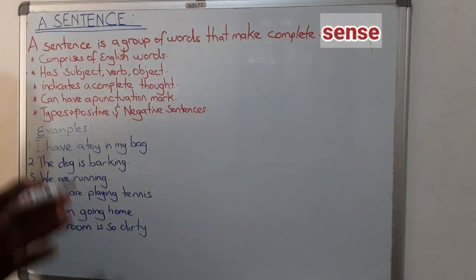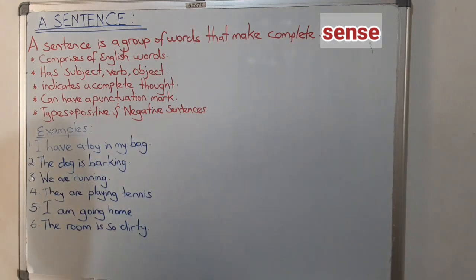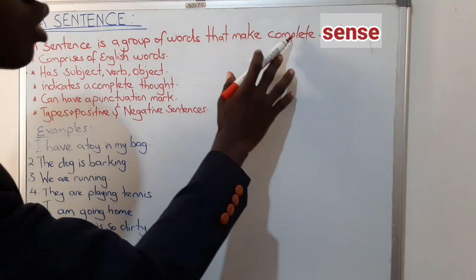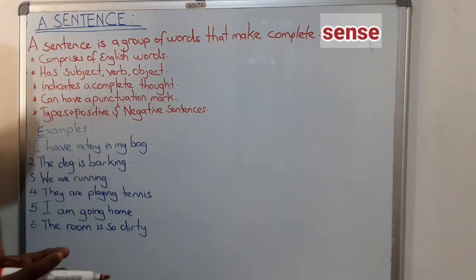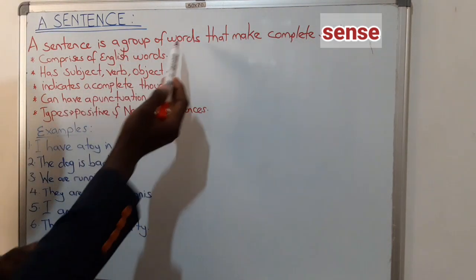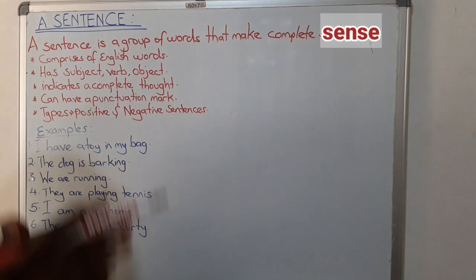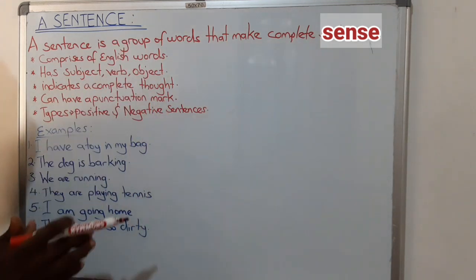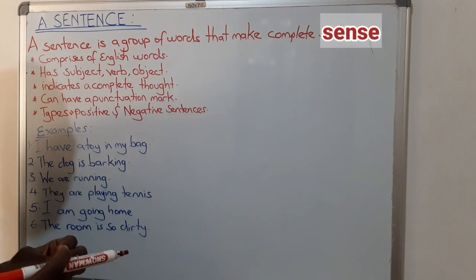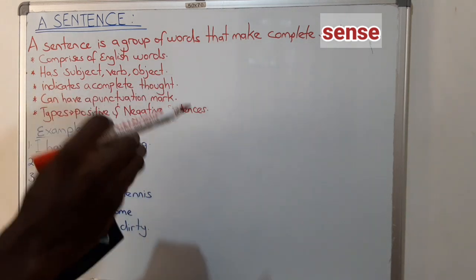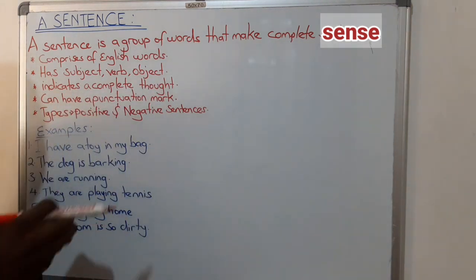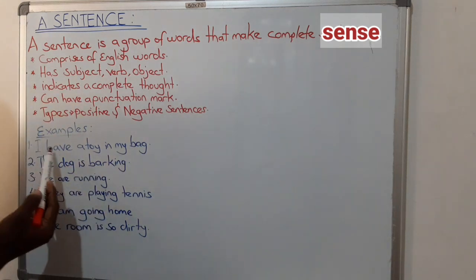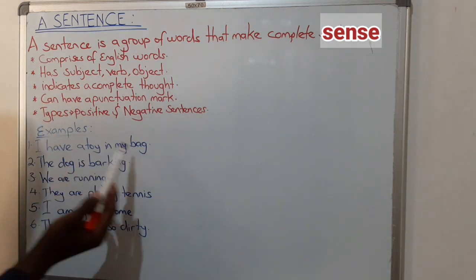A sentence in English, by definition, can be described as a group of words that make complete sense. So a sentence comprises a group of words. Let's first understand what a group of words means. A group of words means many words that come together, or are joined together, to form what we call a sentence. In an example like, I have a toy in my bag.